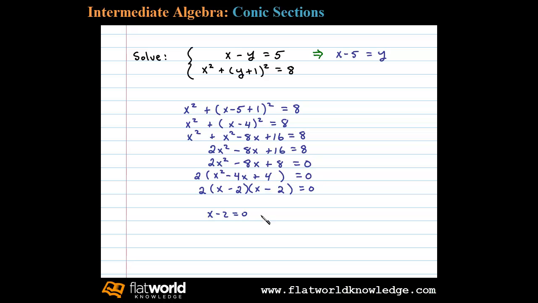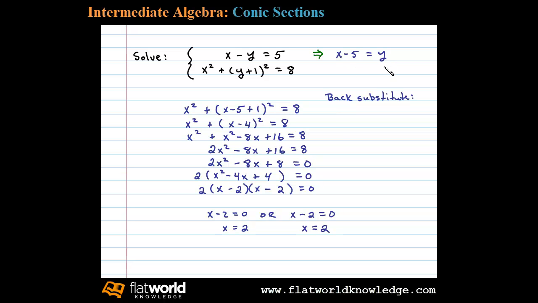Okay, and then setting each factor equal to 0, we get x equals 2 as a solution occurring twice. So really there's only one solution to this. Now to find the corresponding y value, we have to then back substitute.